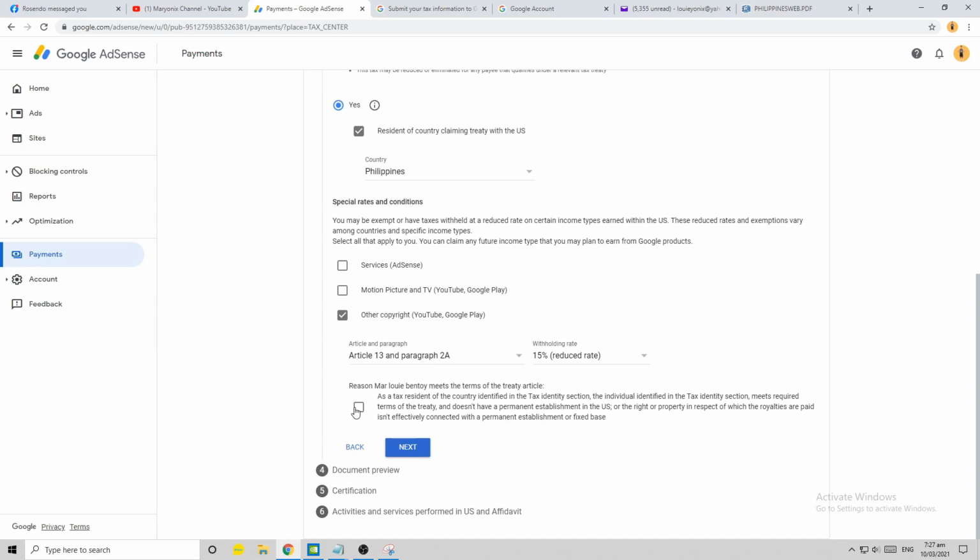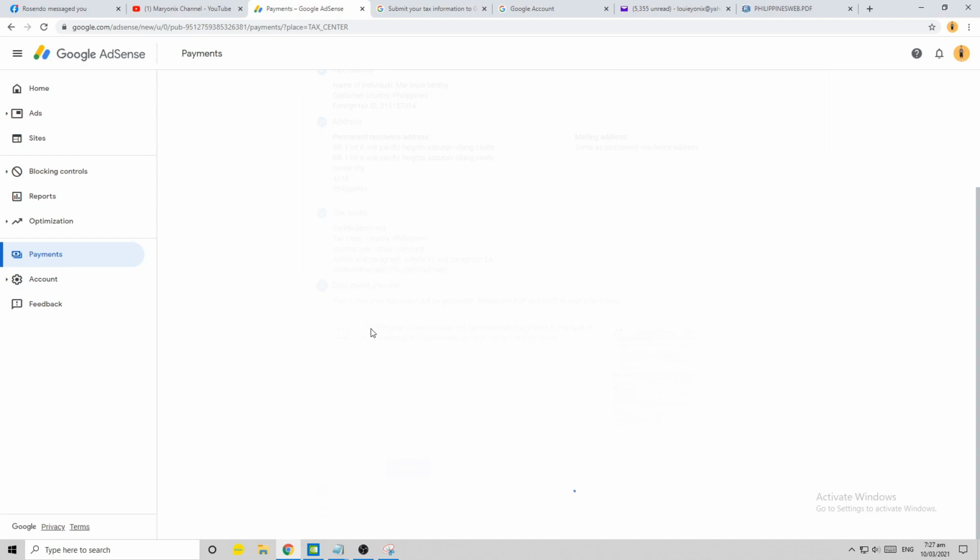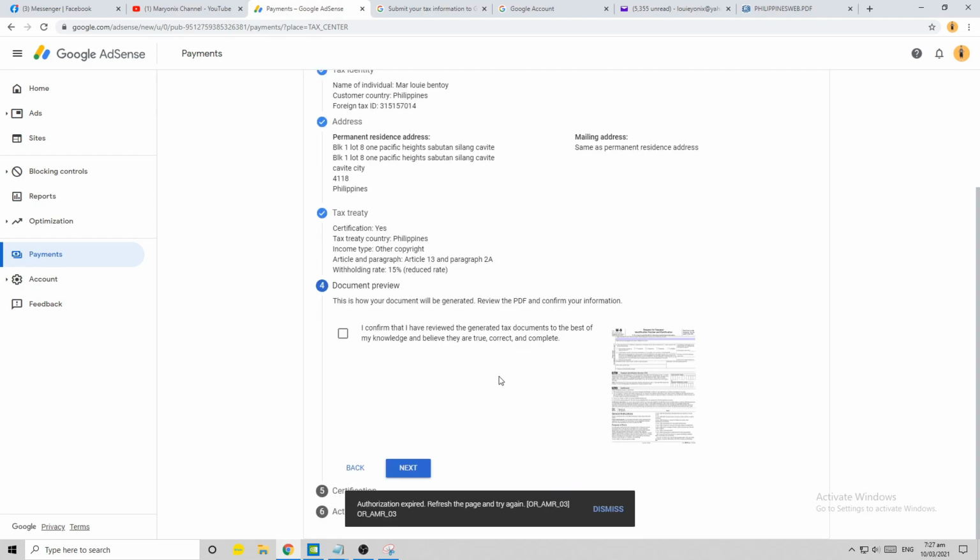So reason normally meets the terms of treaty. As a tax resident of the country identified in the tax identifier section, the individual meets the required terms of the treaty and doesn't have a permanent establishment in the US or the right to property in respect of which royalties are paid. Alright, I'm good with that. So just click on it.